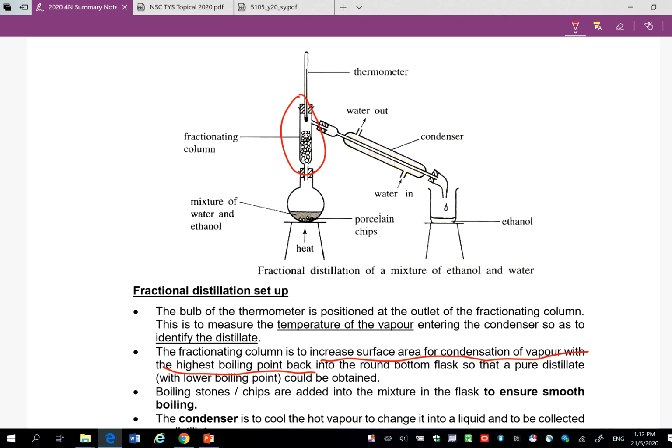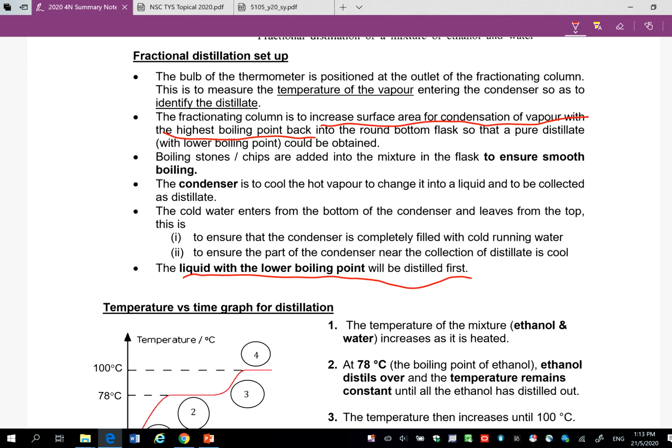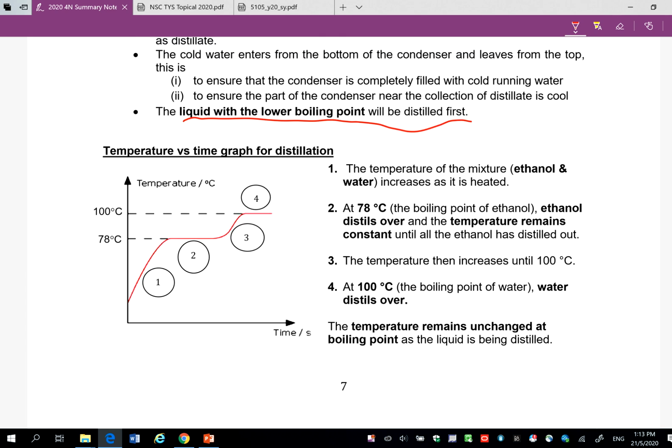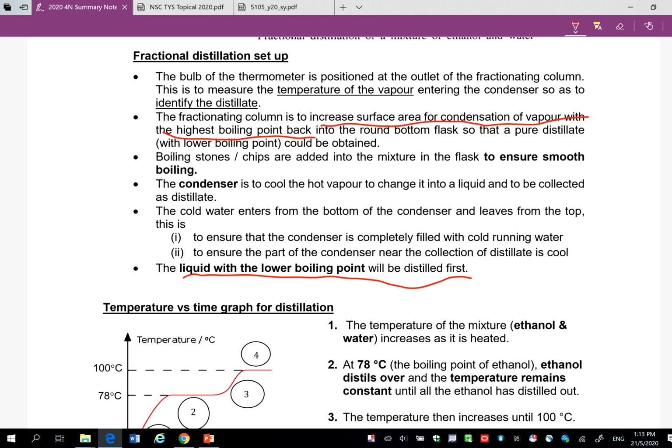Other than that, the boiling chips and condenser have the same reasons as in simple distillation. Just take note that it's always the liquid with the lower boiling point that will be distilled first. Now we're going to look at this graph to understand what exactly happens when you start your fractional distillation.